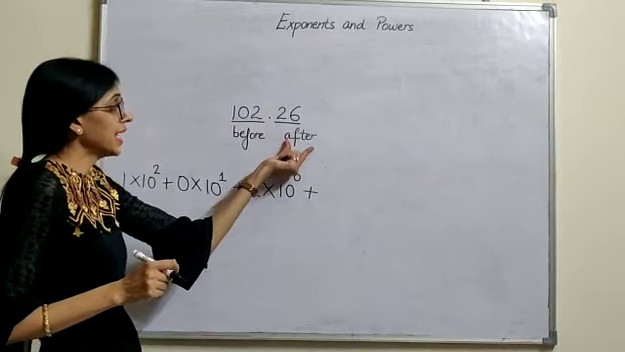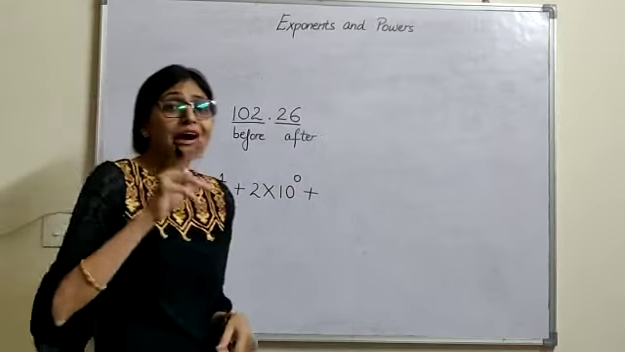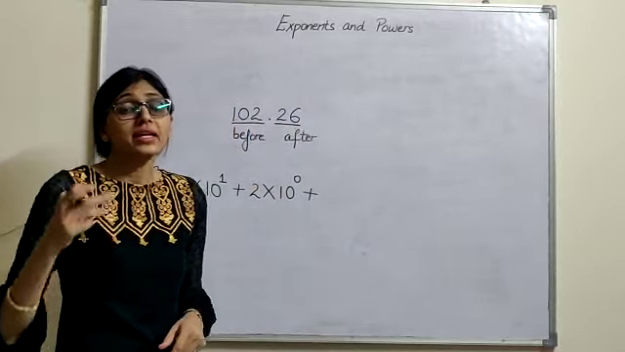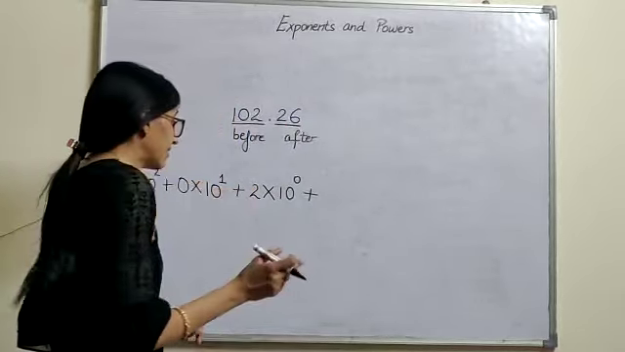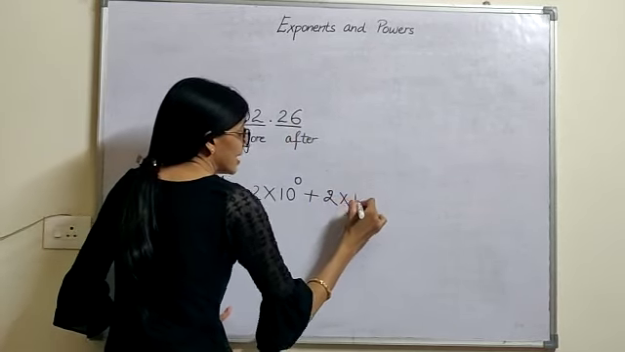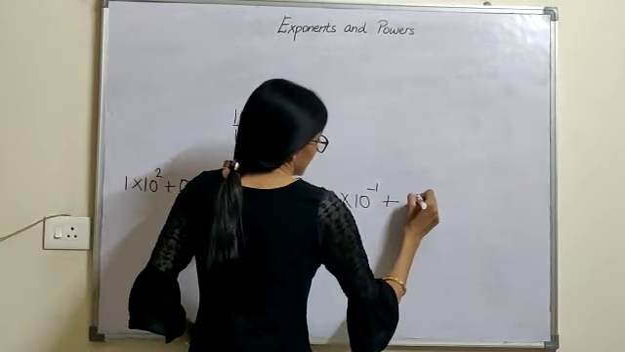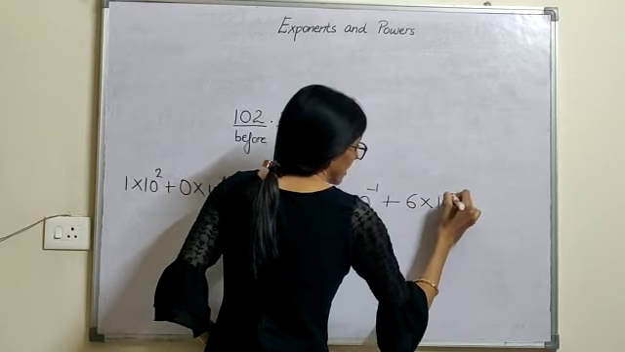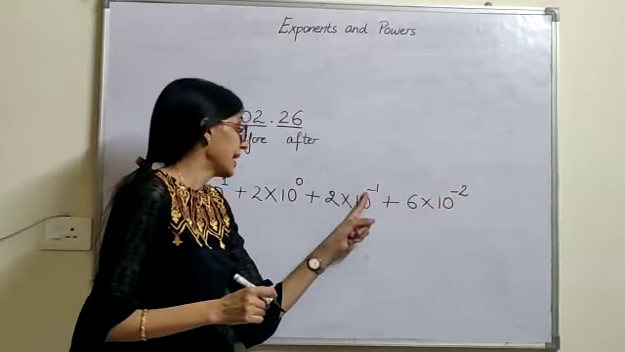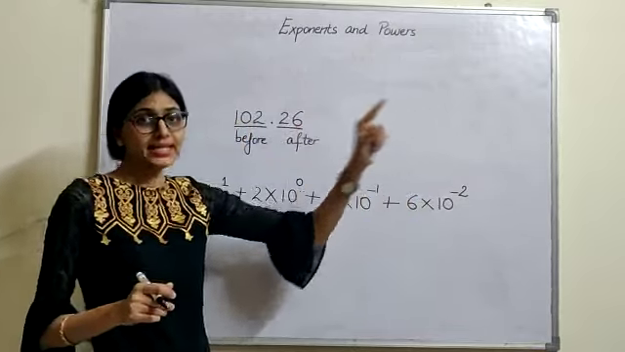Now we have to take the part after decimal. Now what you have to do? After decimal you have to take the power of 10 in negative sign. That is 2 into 10 raised to power minus 1 plus 6 into 10 raised to power minus 2. You have to take the power negative. Negative 1, negative 2, negative 3, negative 4, and you have to increase like that.